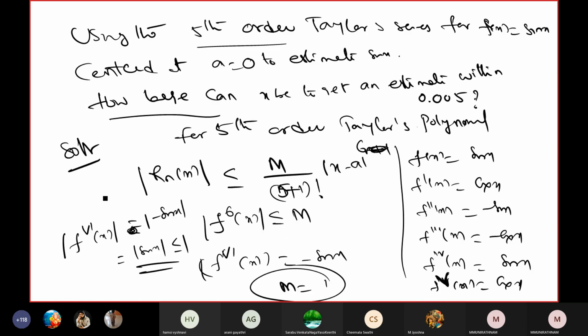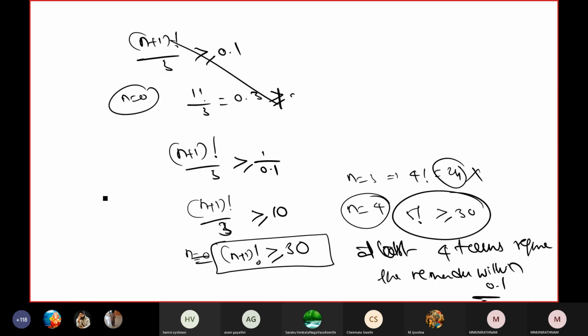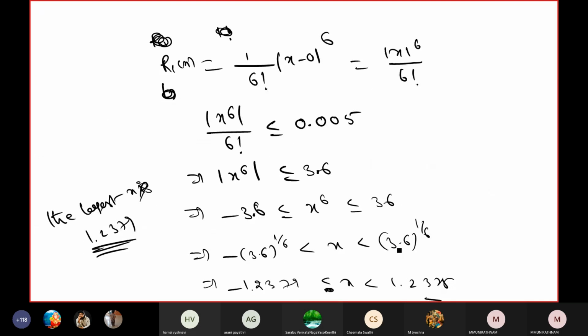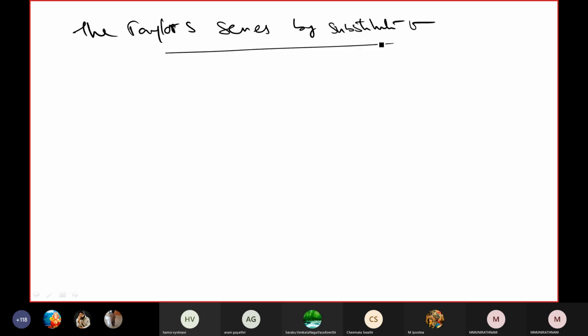So likewise, we have to estimate using the remainder. They ask sometimes the number of terms. The number of terms we can estimate, and how large x can be also we can estimate. Okay? Did you write it down? Next we go for the Taylor series by substitution.